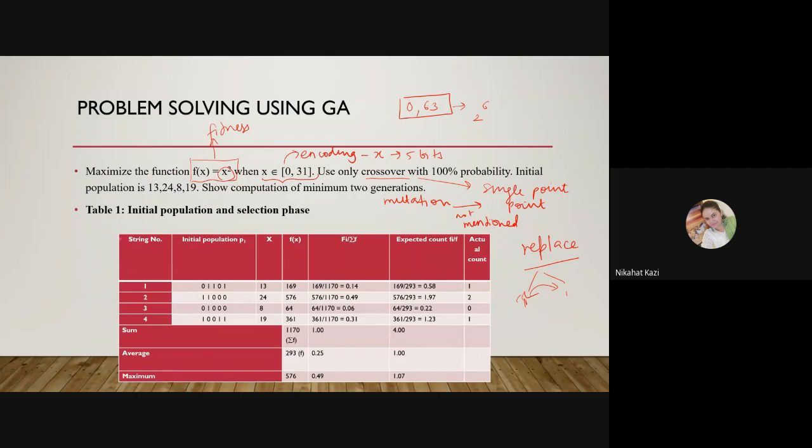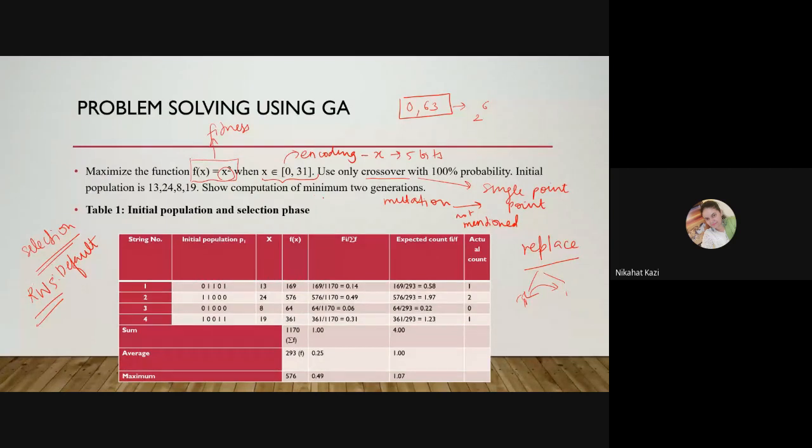Selection is also important. If nothing is mentioned, the default is always roulette wheel selection. The traditional technique for selection is roulette wheel selection. So for whatever problems, if it is not mentioned, you go for roulette wheel selection.